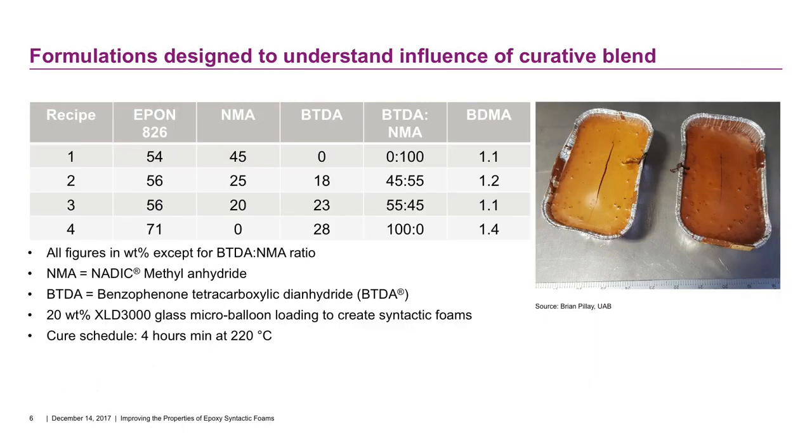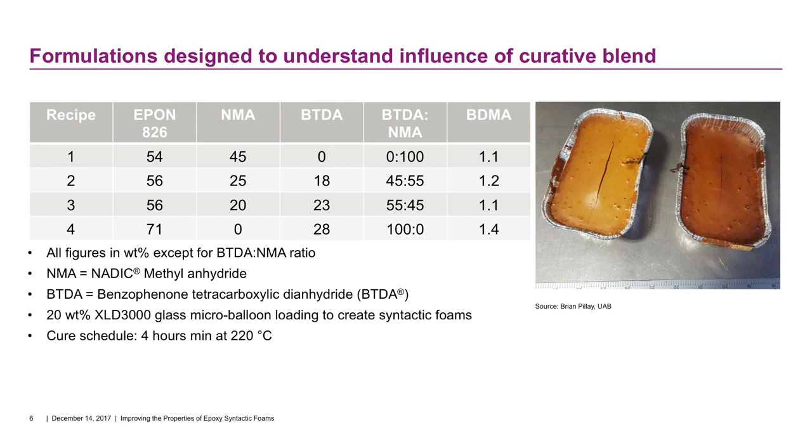Here's the testing program which we put together to try to understand how the curative blend will affect these properties, these drivers. And these formulations carry over slightly from part one of our presentation. Here we go into greater depth where we're looking at a specific ladder between one monoanhydride and one dianhydride. We selected nadic methyl anhydride, NMA, and BTDA, which is benzophenone tetracarboxylic dianhydride. The NMA is a liquid, the BTDA is a solid.